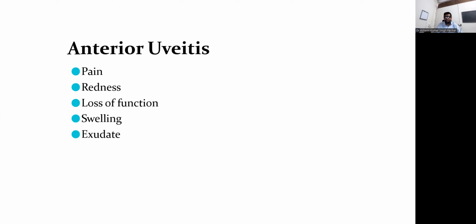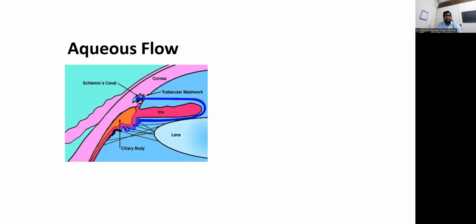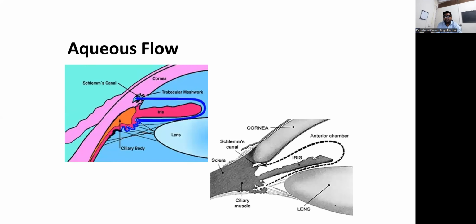The quite common features of the anterior uveitis are the pain, redness, loss of function, swelling, exudates, and the exudate deposits at the various places. So this is the normal picture of aqueous flow which I have mentioned, and how it gets affected in the uveitis patient, and how the patient develops increased intraocular pressure and other features. So these are the proper findings of those.